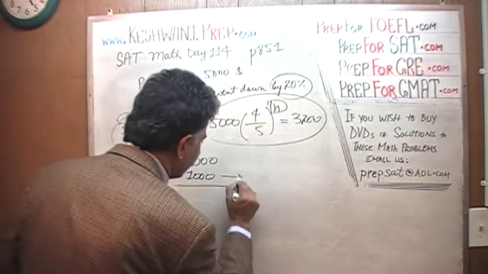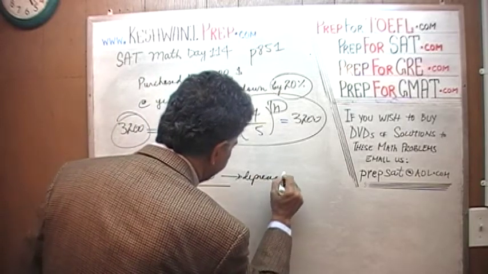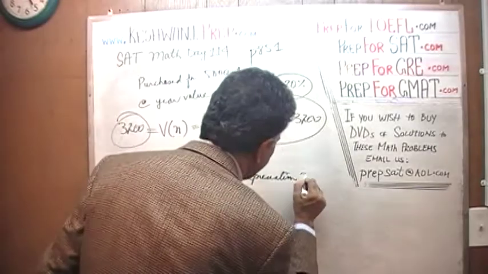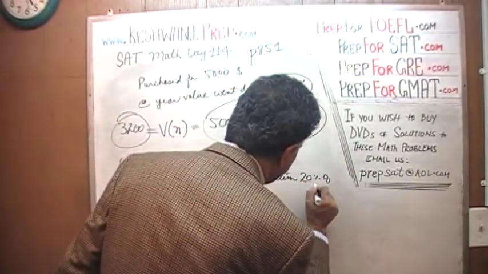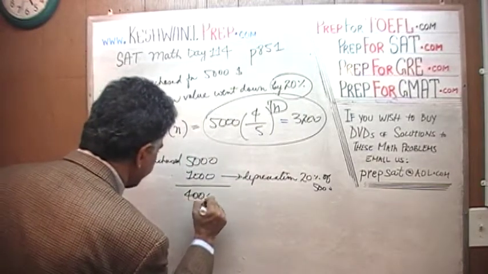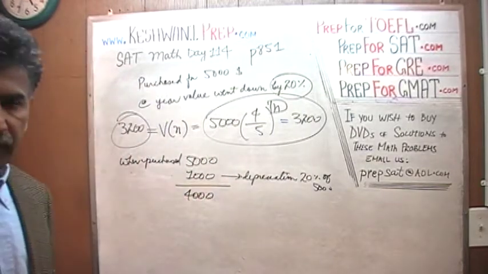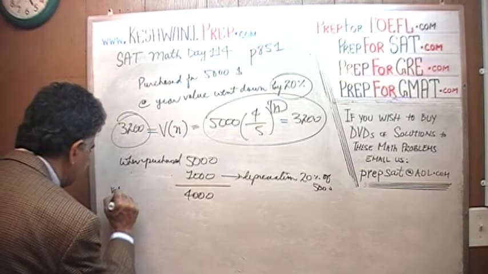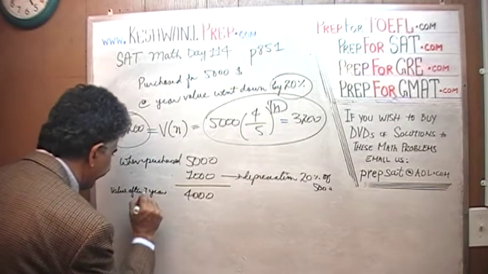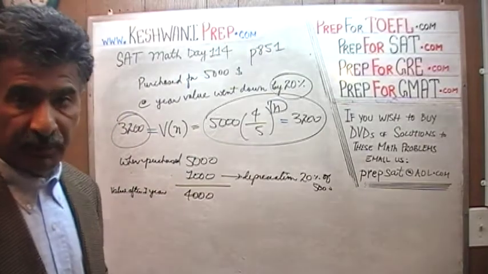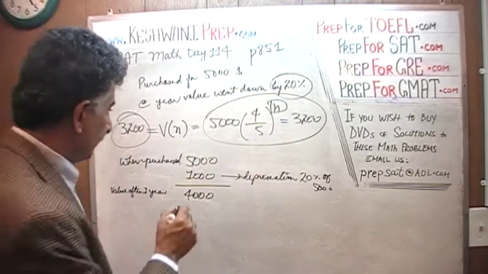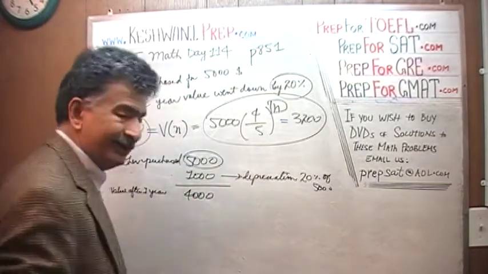Let's call the drop in value in the first year depreciation, which is 20% of 5,000. The value becomes 4,000. This is the value after 1 year. Next year, it drops by 20% again, but 20% of what? Not 20% of this amount, but 20% of this new value.